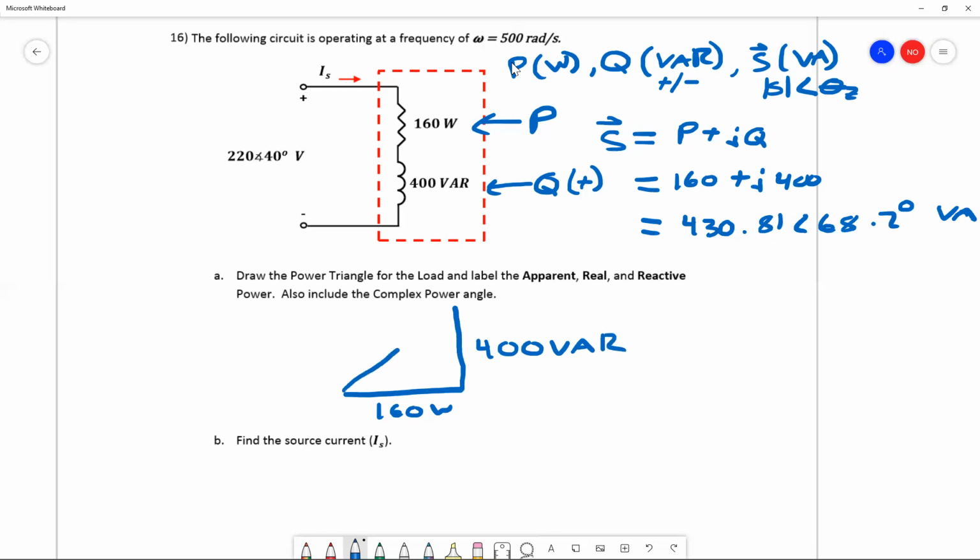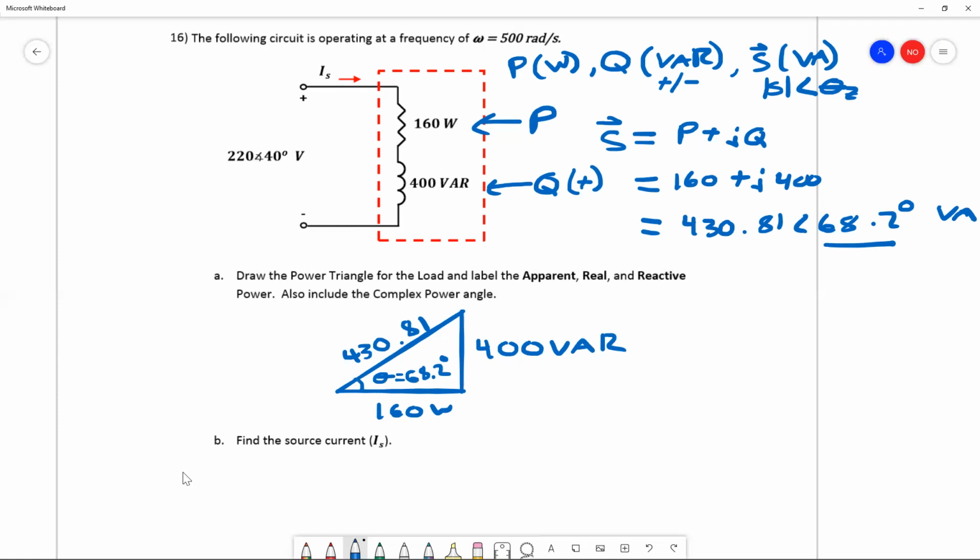And lastly, we'll draw our S value, which is the magnitude, the apparent power, 430.81. Then we have our angle here. Our angle is the angle attached to the complex power, which is 68.2 degrees. And that is our power triangle.